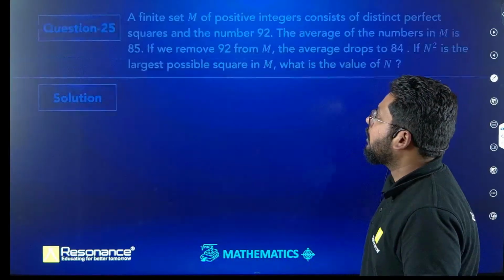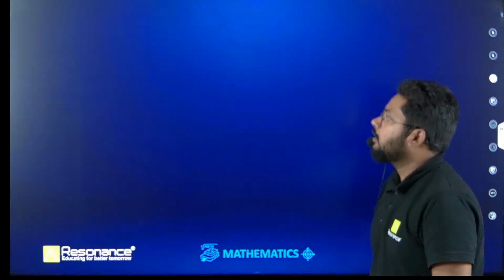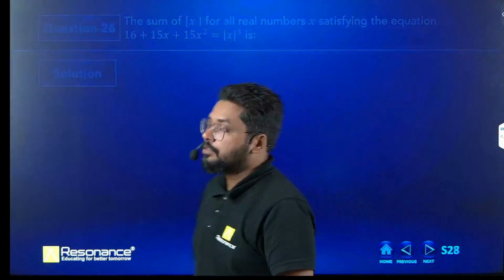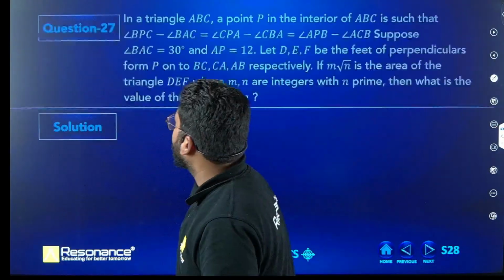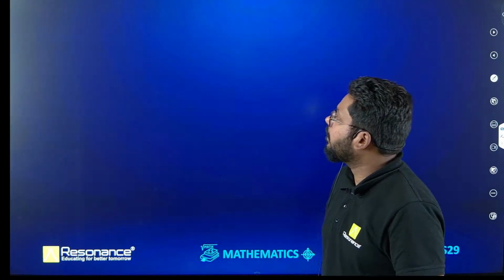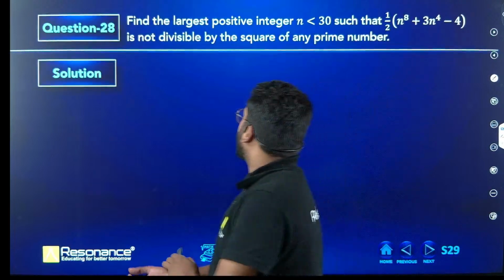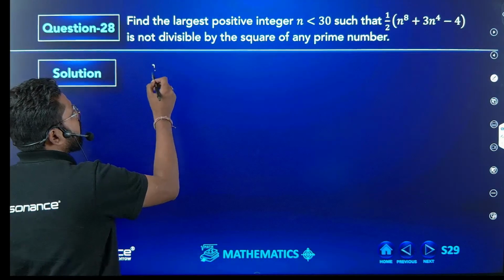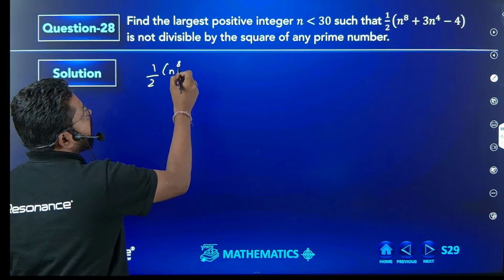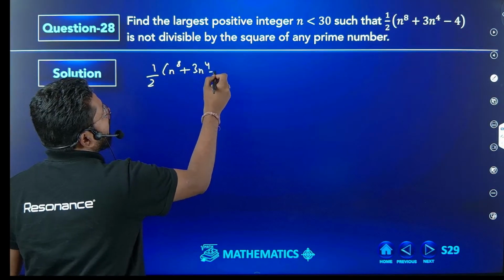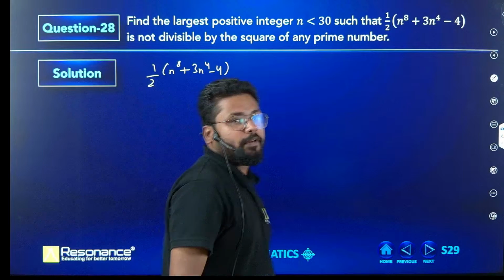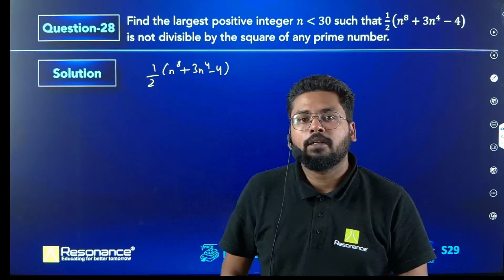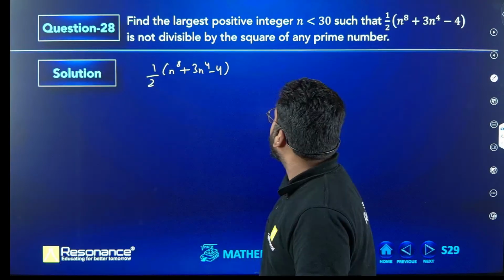Hello students, now we'll be doing the last three questions, that is 28, 29 and 30. Then we'll resume our pending questions, 23 and 24. So now question number 28, we are doing it. Find the largest positive integer n less than 30 for which half of n^8 plus 3n^4 minus 4 is not divisible by the square of any prime number.